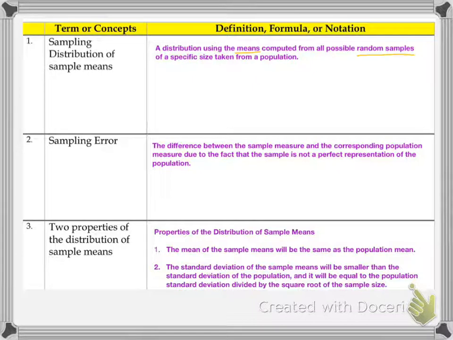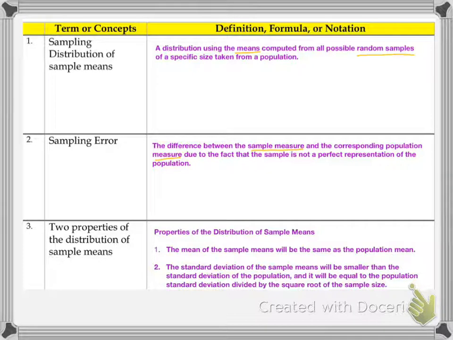The sampling error is the difference between the sample measure and the corresponding population measure, due to the fact that the sample is not a perfect representation of the population, right? So there's going to be error if you just take a sample. However, there are ways to minimize that error in terms of how you look at your distribution and the number of sample points you take.